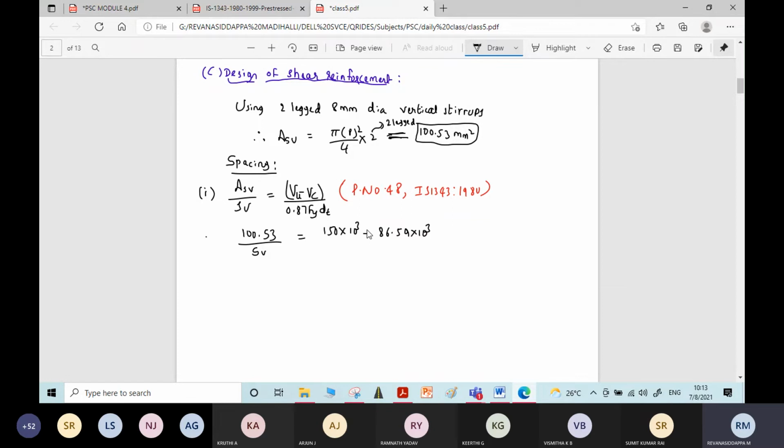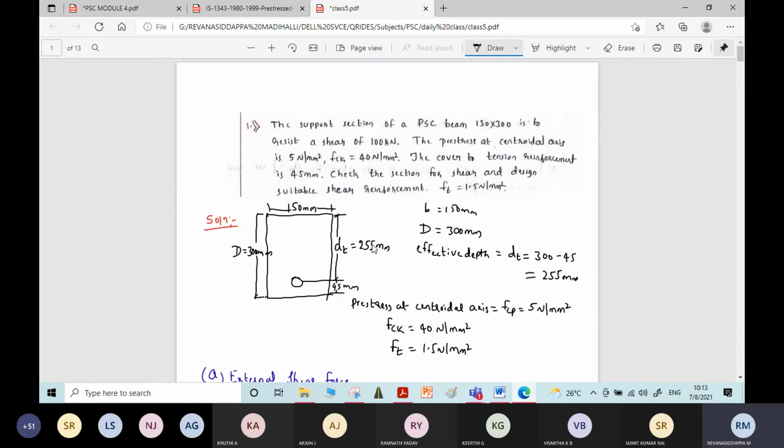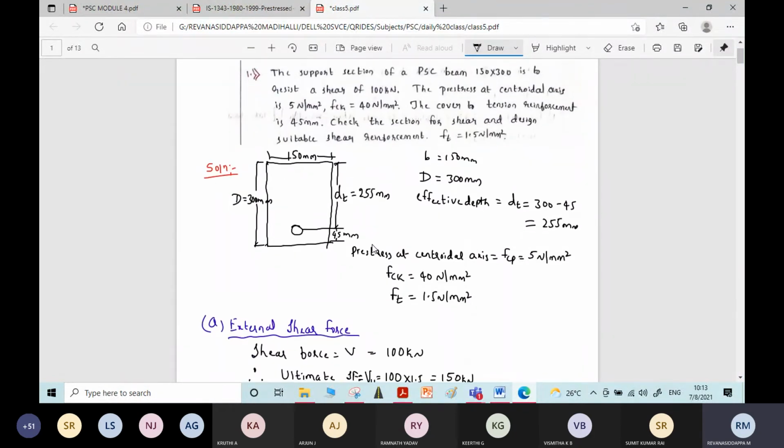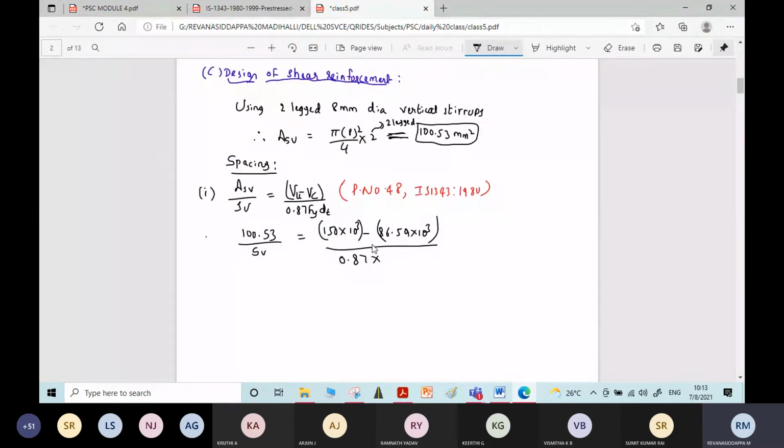You need to substitute in terms of Newton because Fy will be in terms of Newton per mm square. Whole divided by 0.87 Fy. How much is it given? Fy is not given, no? Grade of steel. We will assume 415 if it is not given. Okay. Into 415.